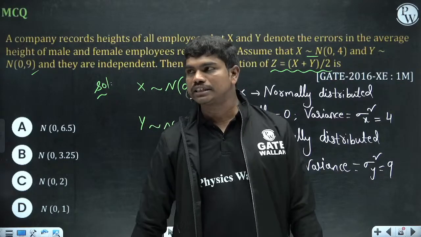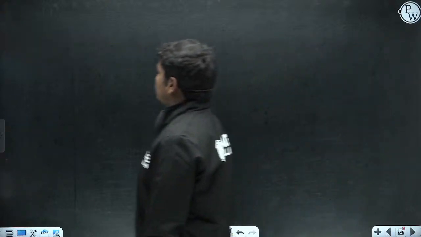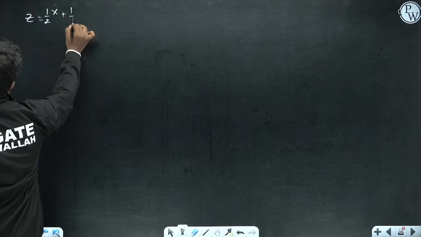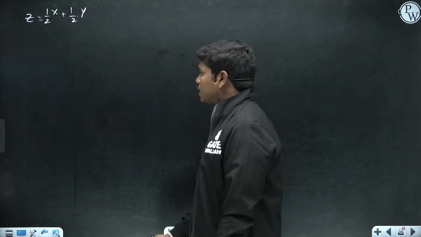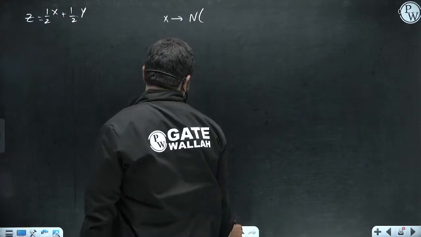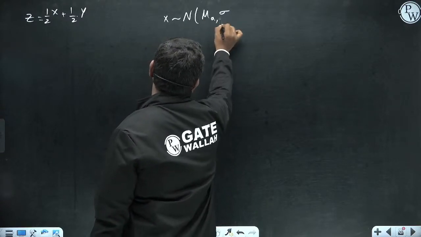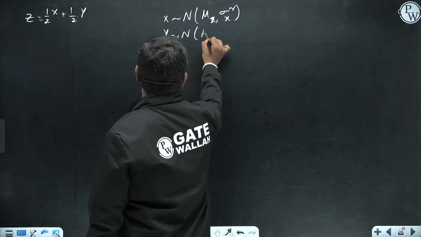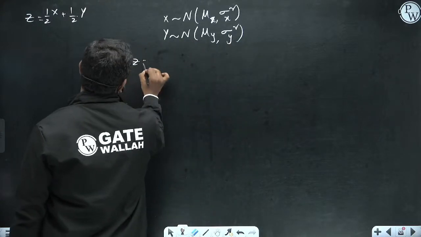Now if these two are normal distributions, then what could you get for the distribution Z equal to (X plus Y) by 2? Look, Z is equal to half into X plus half into Y. Okay, so they are taking average basically. Now whenever you are taking average, let us suppose X is a normal distribution with mean mu X and variance sigma X square, and Y is another normal distribution with mu Y and sigma Y square, then any combination, let us suppose Z is equal to some AX plus BY.